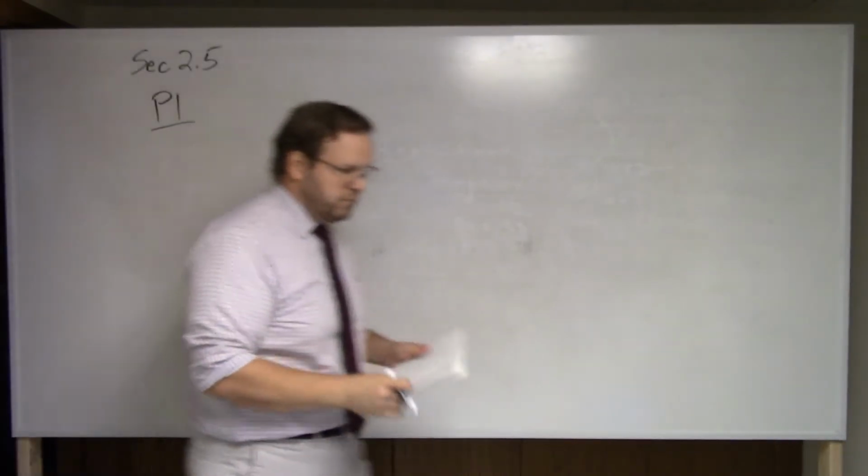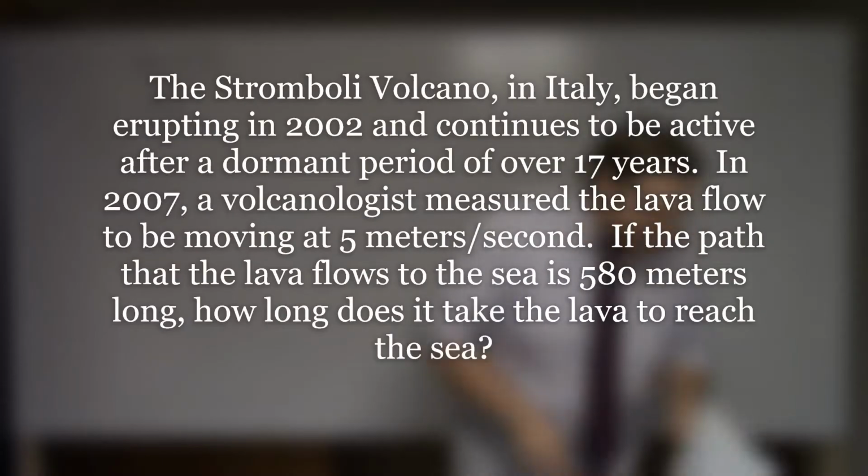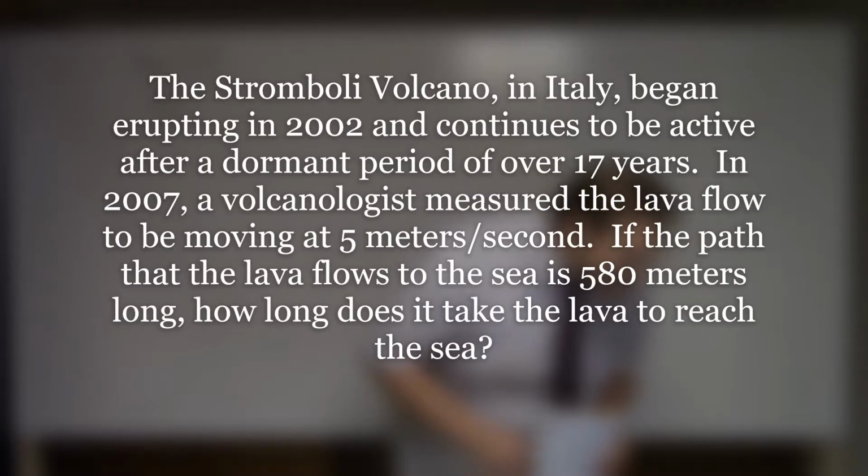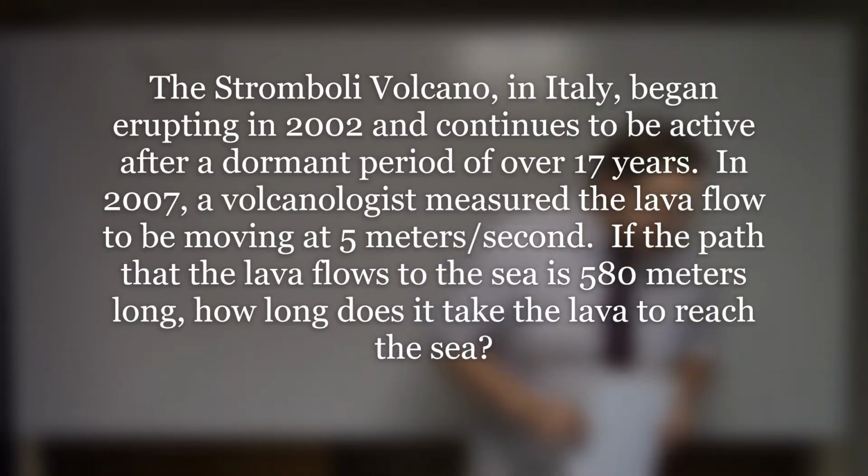Practice one. And that reads, the Stromboli volcano in Italy began erupting in 2002 and continues to be active after a dormant period of over 17 years. In 2007, a volcanologist measured the lava flow to be moving at 5 meters per second. If the path of the lava flows to the sea is 580 meters long, how long does it take the lava to reach the sea?